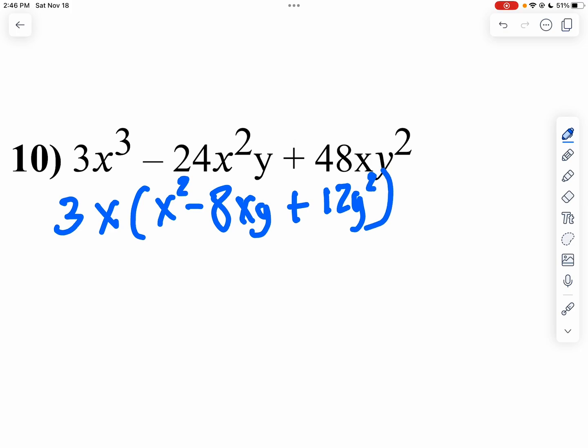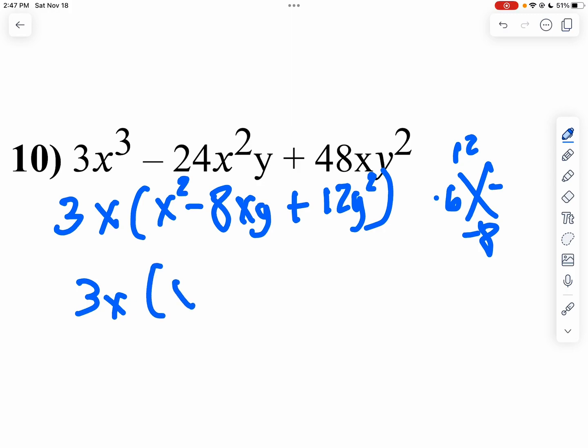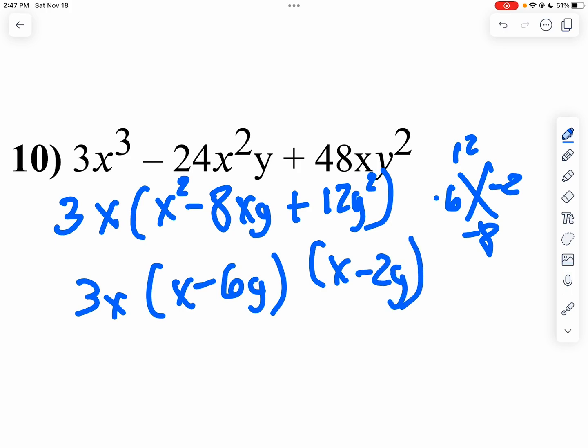Oh, can I factor that parentheses? Can I find 2 numbers that multiply to 12 and add to negative 8? There'll be negative 6 and negative 2. So we'll get 3x, whoops, got the wrong pen color there. So I'm going to say 3x, it'll be x minus 6y. I include the y because of the y squared. And then x minus 2y. And there we have it.